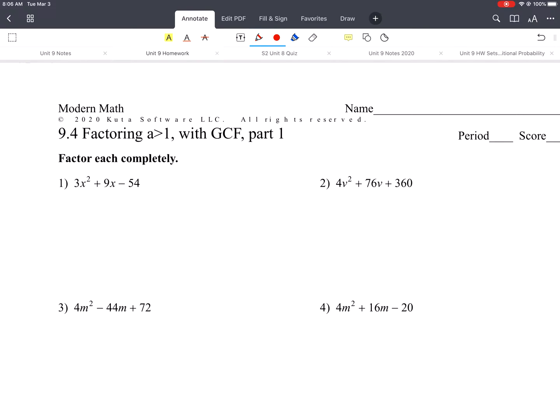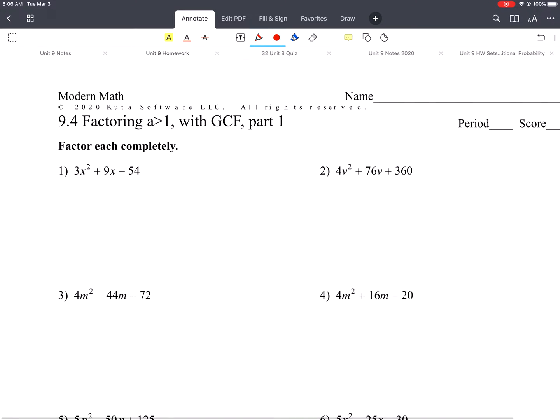I made a mistake on our notes, and so instead of doing notes, we're just going to do a couple examples on the homework, and then hopefully that will be good.